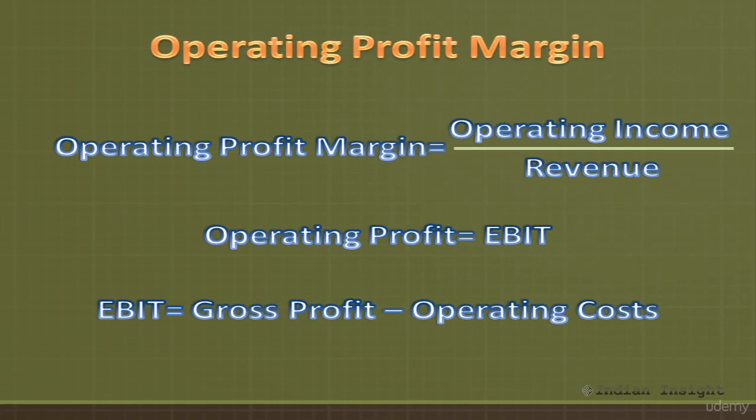The next ratio is the operating profit margin, which is calculated by dividing the operating profit, which is also known as the earnings before interest and tax, by the revenue of the company. Operating profit is calculated by subtracting operating costs from gross profits. Hence, an operating profit margin increasing faster than the gross profit margin can indicate improvements in controlling operating costs like the administrative overheads. Similarly, a declining operating profit margin would indicate deteriorating control over operating costs.